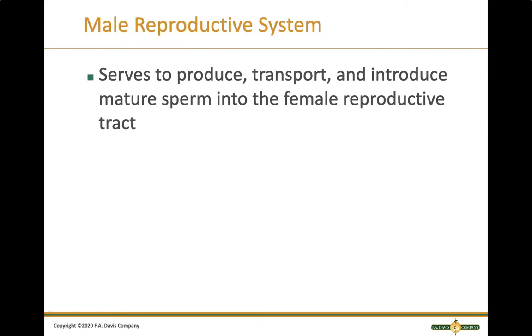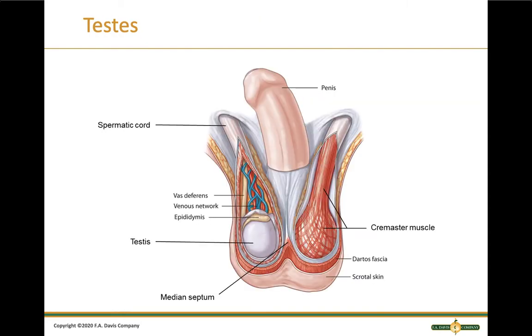So the male reproductive system serves to produce, transport, and introduce mature sperm into the female reproductive tract. So males definitely have the easy job when it comes to reproduction. We need to know the function of the testes. They have two functions. First, they produce sperm. They also produce testosterone. So producing sperm and producing testosterone.